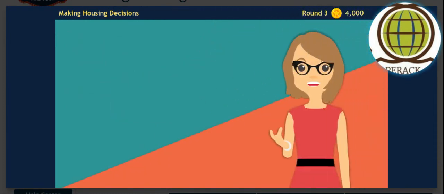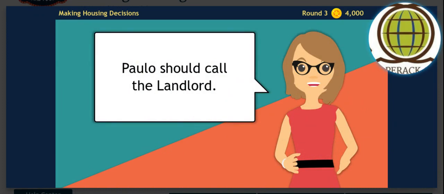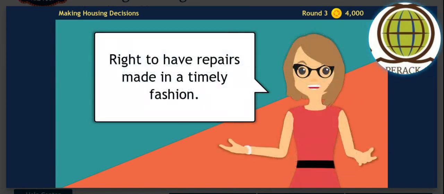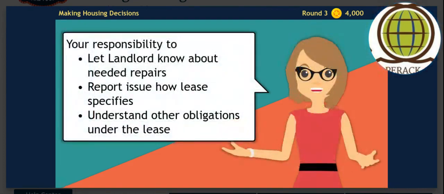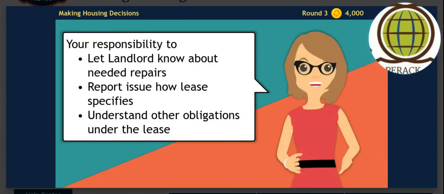That's correct. Paulo should call the landlord to report the issue. As a tenant, you generally have the right to have repairs made in a timely fashion if something provided by the landlord breaks or malfunctions. And you may be able to seek help from a government housing agency if the repairs are not made when they should be. But it's your responsibility to let the landlord know something needs repair. A lease usually specifies how you must do that. If you don't report the issue that way, the repairs may not be made. You also need to understand your other obligations under the lease. Take time to review your lease.